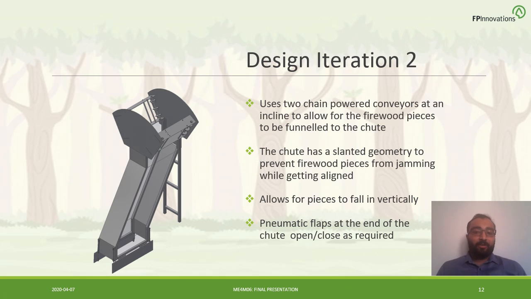The second design iteration involved the use of chains instead of the vibration motor to allow for the firewood pieces to be funneled inside the chute. The chute has a slanted geometry to prevent firewood pieces from getting jammed, and at the end there's a little vertical section that allows for pieces to fall in vertically. And there's flaps on the bottom of the chute to open and close as required for strapping purposes.